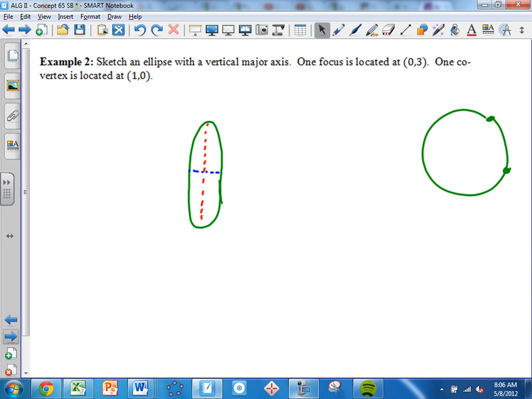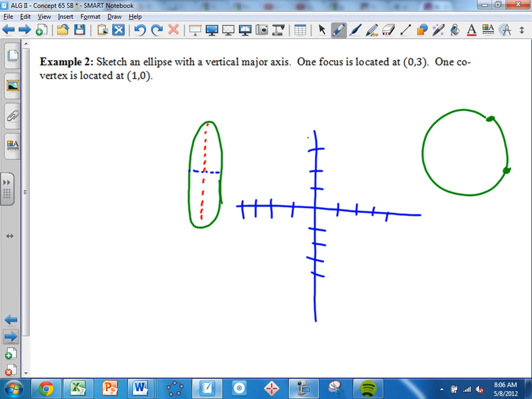One focus is at (0, 3). One co-vertex, remember co-vertex from yesterday, is at (1, 0). So let's draw an XY plane now. (0, 3): up, down, left or right?